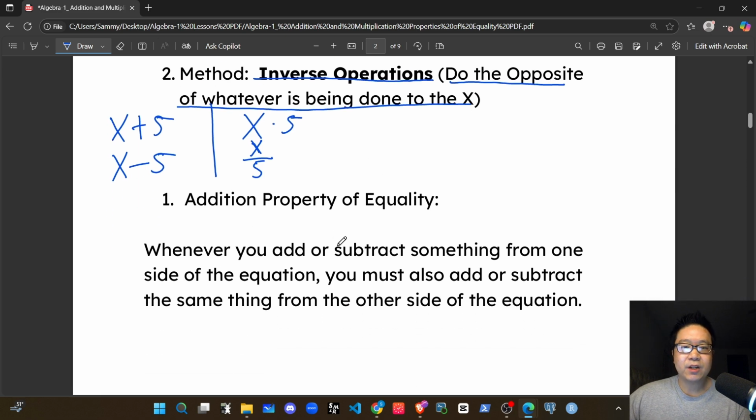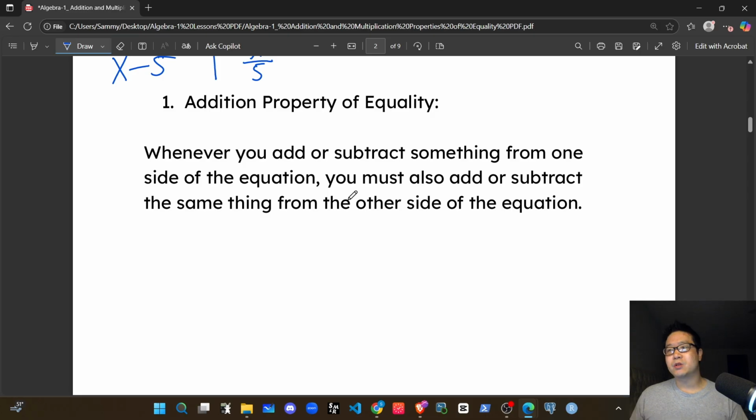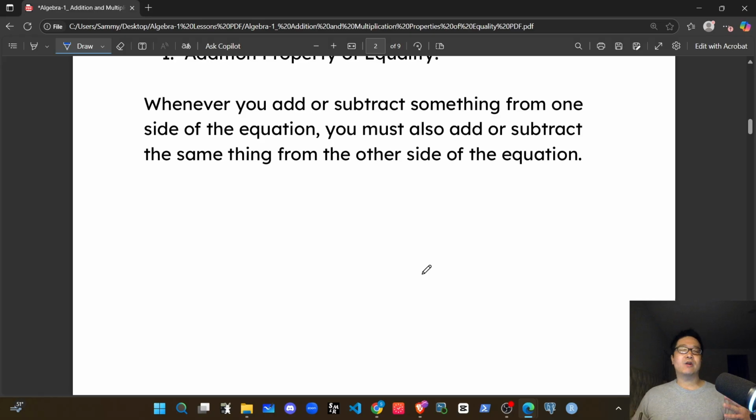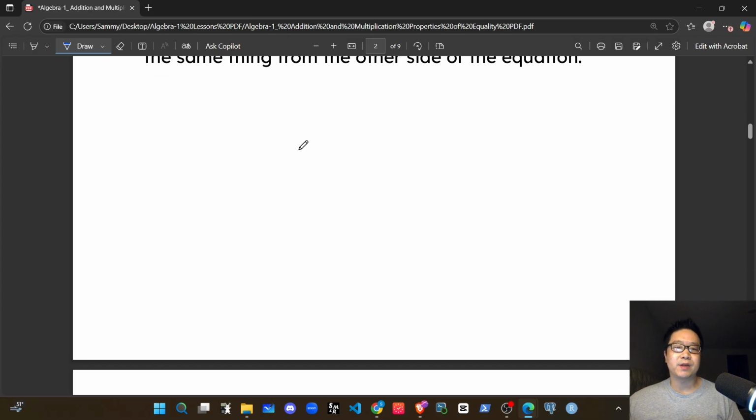So in order to actually do these inverse operations, you need to know about the properties of equality, okay? The first property of equality that you need to know is the addition property of equality, which says that whenever you add or subtract a number from one side of the equation, you also have to do it to the other side of the equation as well, okay? The reason why we do this is to maintain the equality of the equation. In other words, we want to keep the left-hand side equal to the right-hand side.